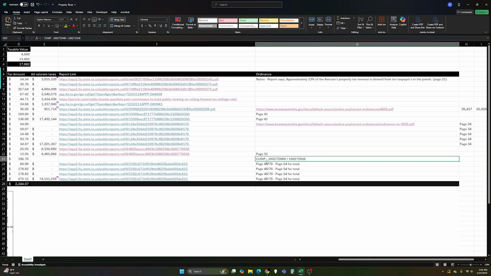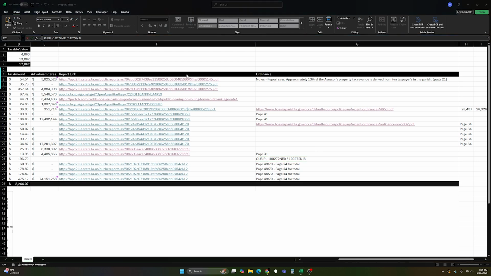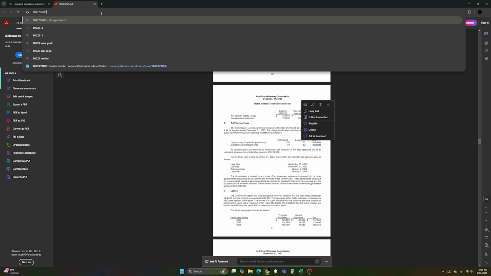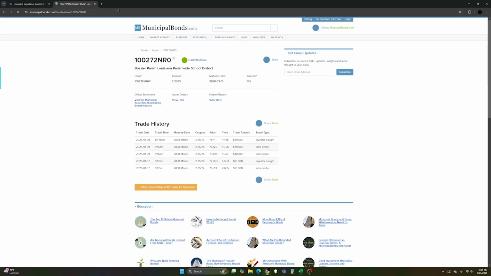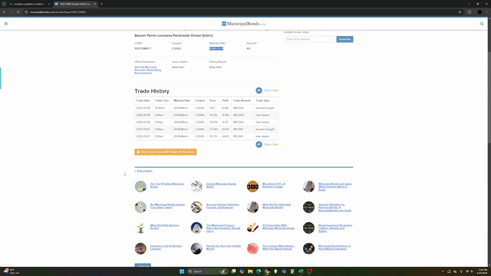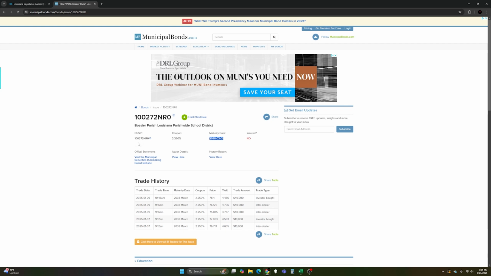I was able to find the CUSIP, which is how you identify bonds, for two of them that look similar. I just don't know which one's which. So let's look for this one. This is municipalbonds.com. I don't have premium access to this, so this is just what you find. This says Bossier Parish, Louisiana Parish School District. It looks like it matures in March 2038, so I don't know too much if this is the same one that we are looking at.